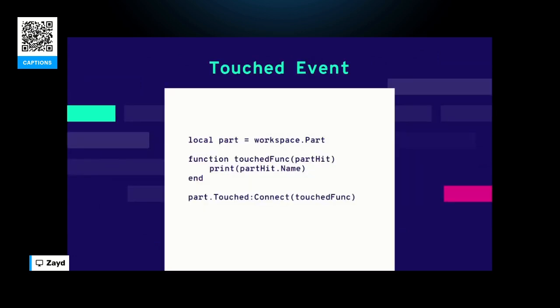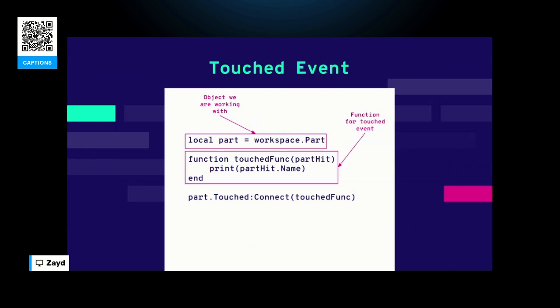Here's some example code. Let's go through it. This is the object that we are going to be working with. You can just create a part in the workspace. This is the function that we'll be using for when the Touched event fires. This is what's going to be run when it occurs. This is for calling the actual Touched event, so part.Touched. And we're going to connect the function to when this event is fired, which means we're connecting the touched function.